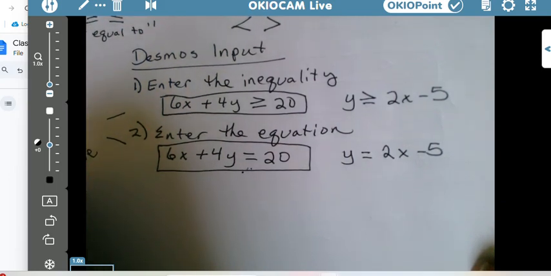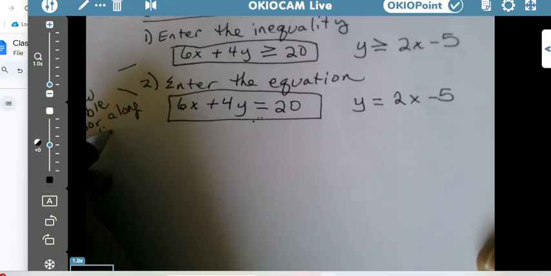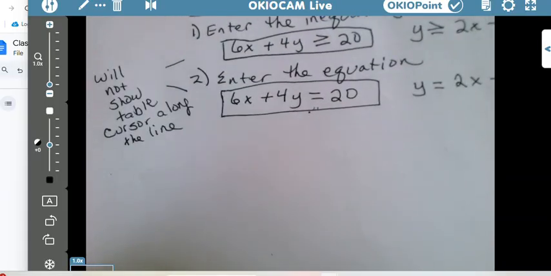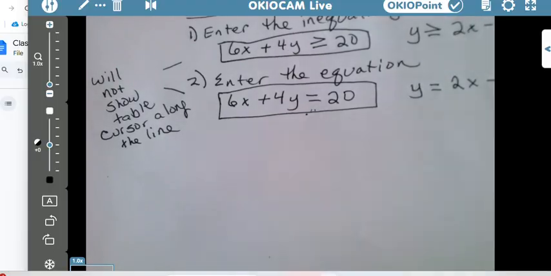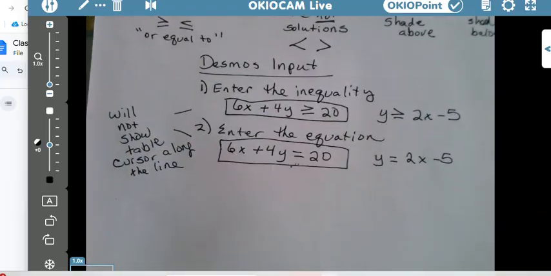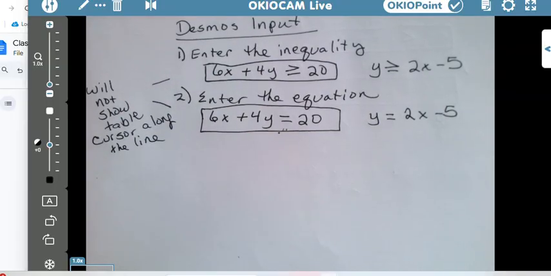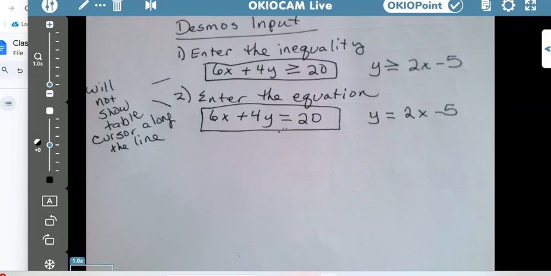You'll have to cursor along the line, like a nurse looking for a good vein. Cursor along the line. Let me show y'all what I'm talking about, because it will not show the table. When I go to Desmos, let me give y'all time to write this in. 5, 4, 3, 2. Alright, I'm going to come back to it.